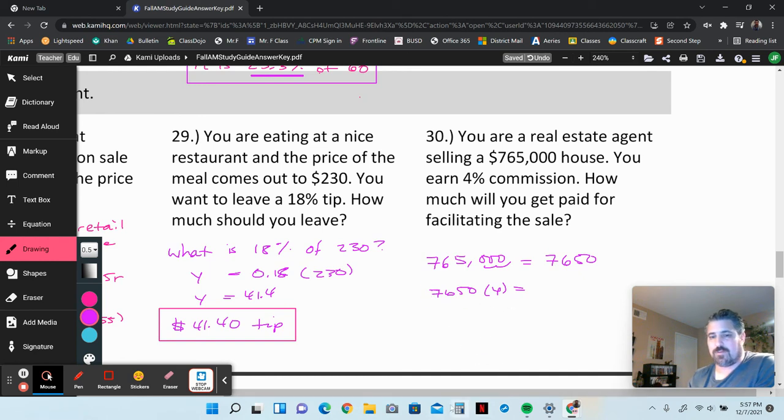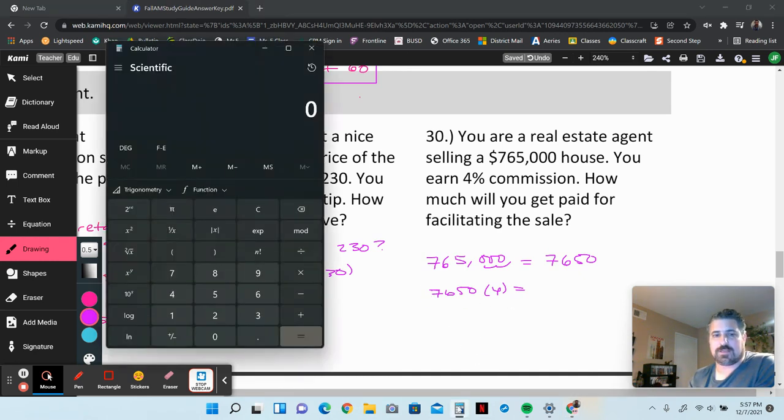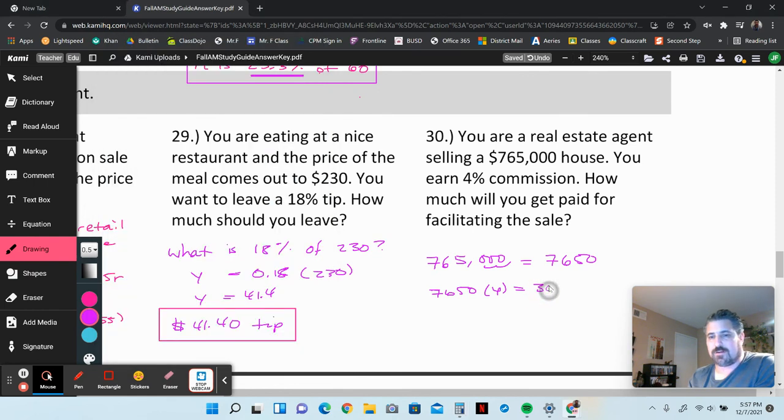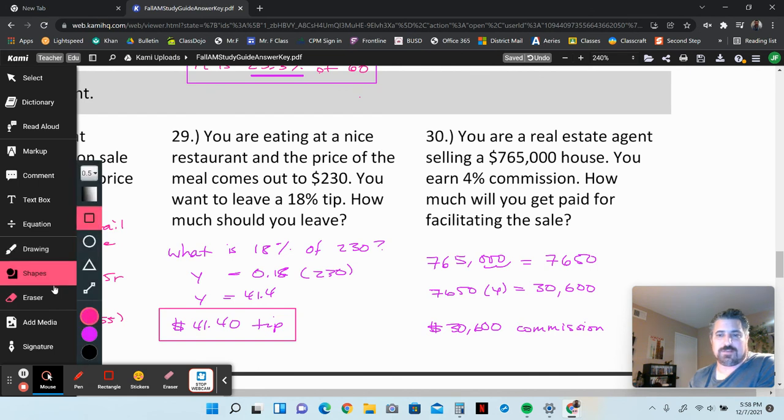So you can do that in any way you want. I'm just going to do it real quickly because I think you guys know how to multiply 7,650 times 4. And you're going to get $30,600. So based off of that, you guys can see that basically this one is a whopping commission. You get $30,600 for making that sale commission. That's a lot of commission for that. That means basically you could sell 2 or 3 homes and be pretty much good for the year and have a pretty good salary for the whole year.